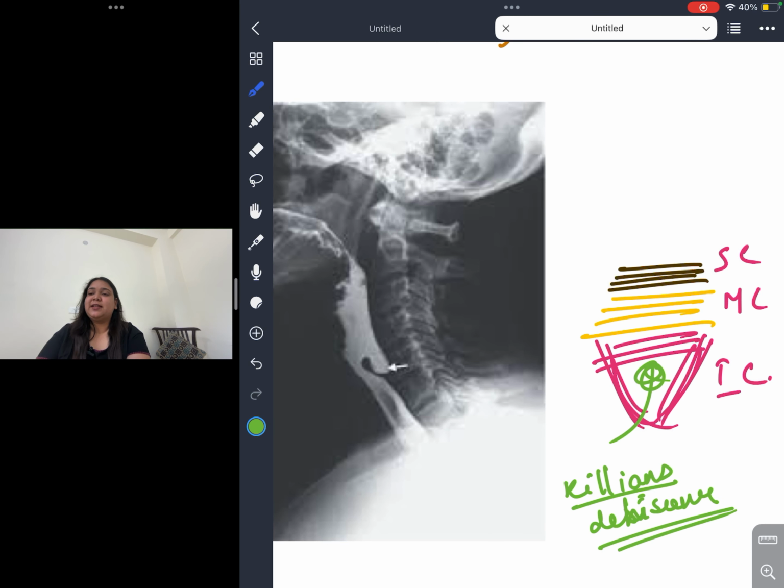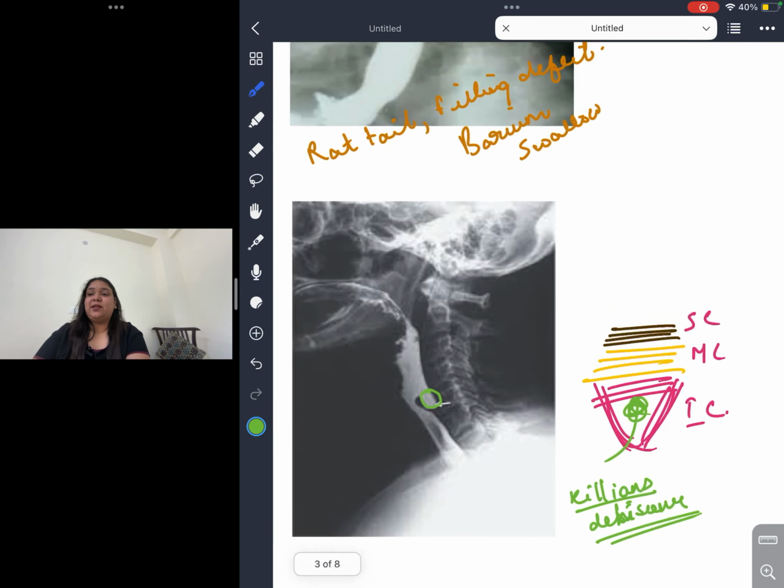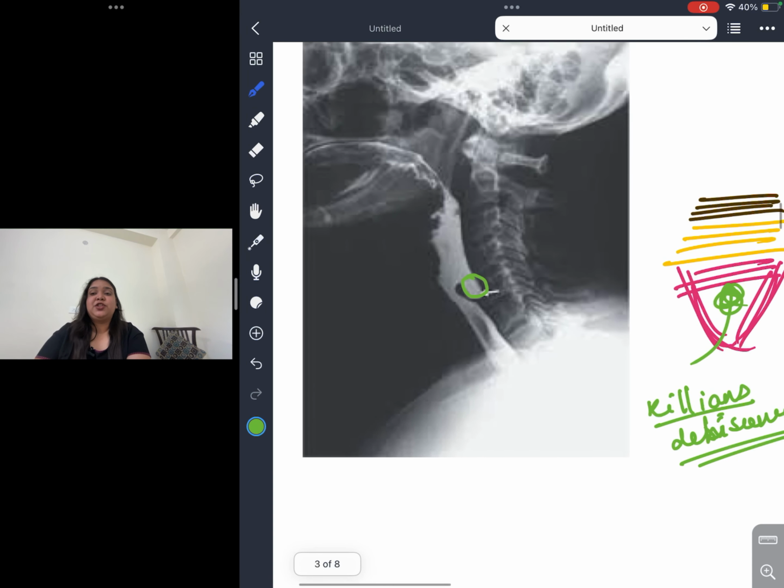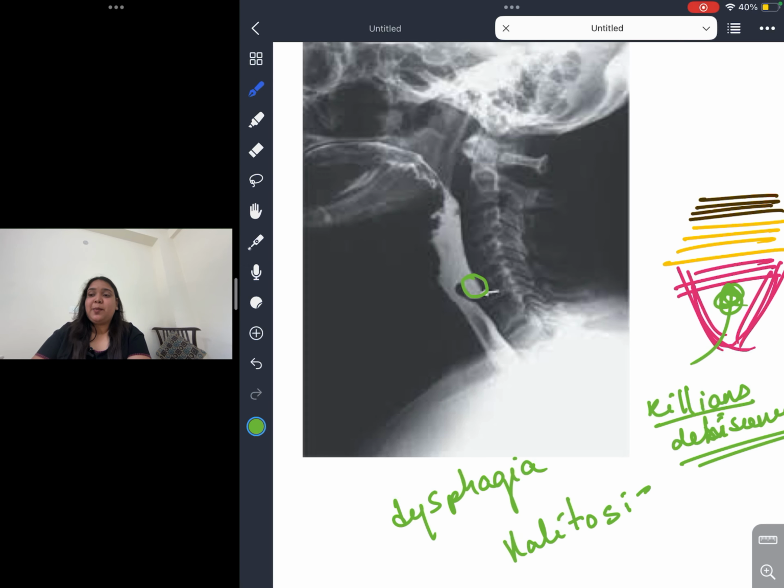Now this Killian's dehiscence, this is the place from where this pouch actually develops. This is an image of Zenker's diverticulum, and in this condition, the patient will have dysphagia, that is, difficulty in swallowing, pain in swallowing, and the patient will also have halitosis. Halitosis, why does it happen here?